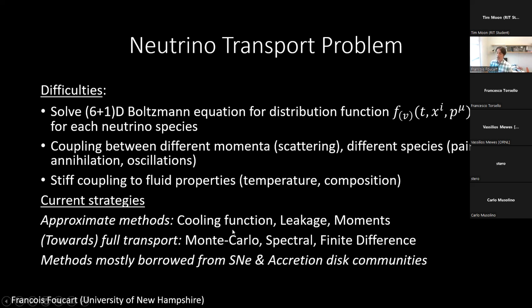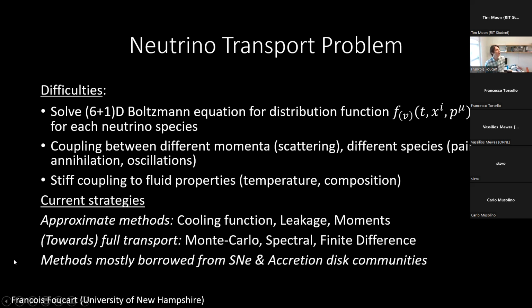In addition, there is some non-trivial coupling between different parts of the parameter space. For example, very different momenta in the distribution function can be coupled through scattering events. Then you can have processes such as pair annihilation or other pair processes, as well as oscillations of neutrinos into different species, which complicate your problem. So at this point in merger simulations, we do not include oscillations at all, only in post-processing.